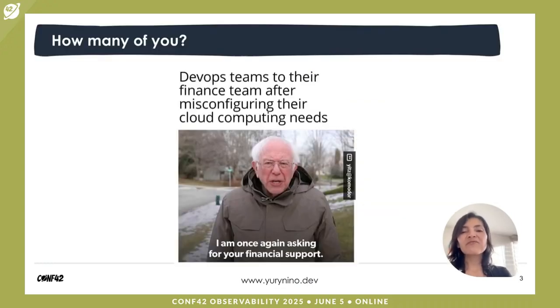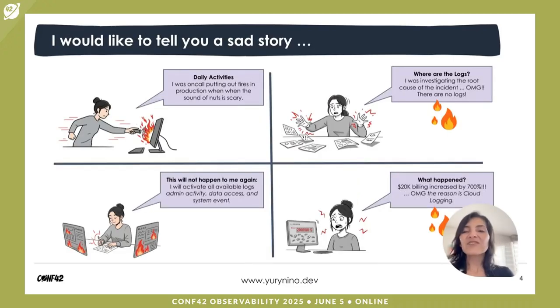How many of you have been in this situation? Take one moment to think about this. This meme captures perfectly a common scenario where DevOps teams are asking for more budget from their finance team. That is very common. This is a consequence of misconfiguring cloud computing needs. Let me tell you a sad but unfortunately very common story.